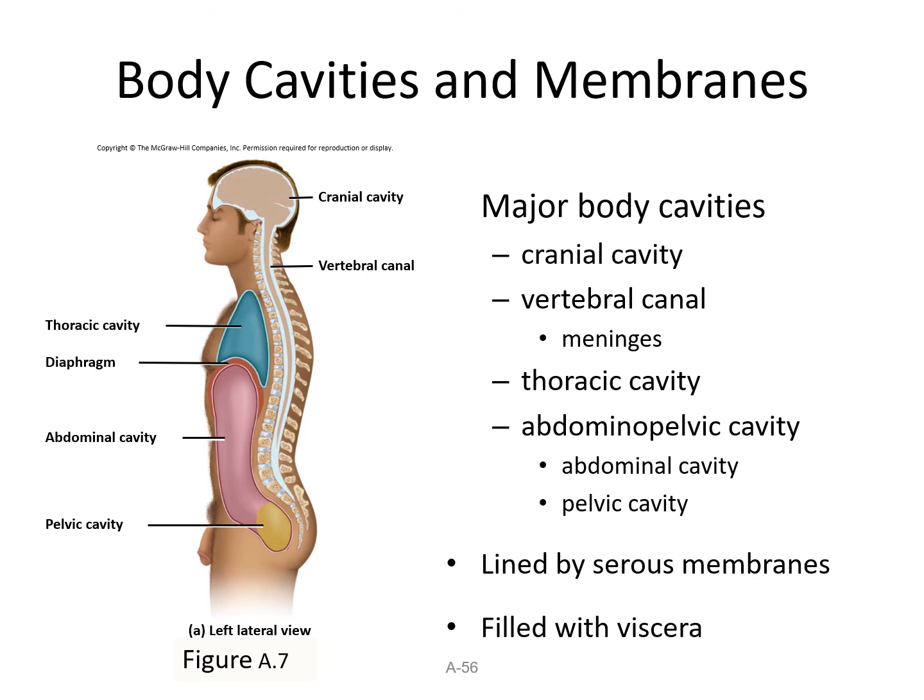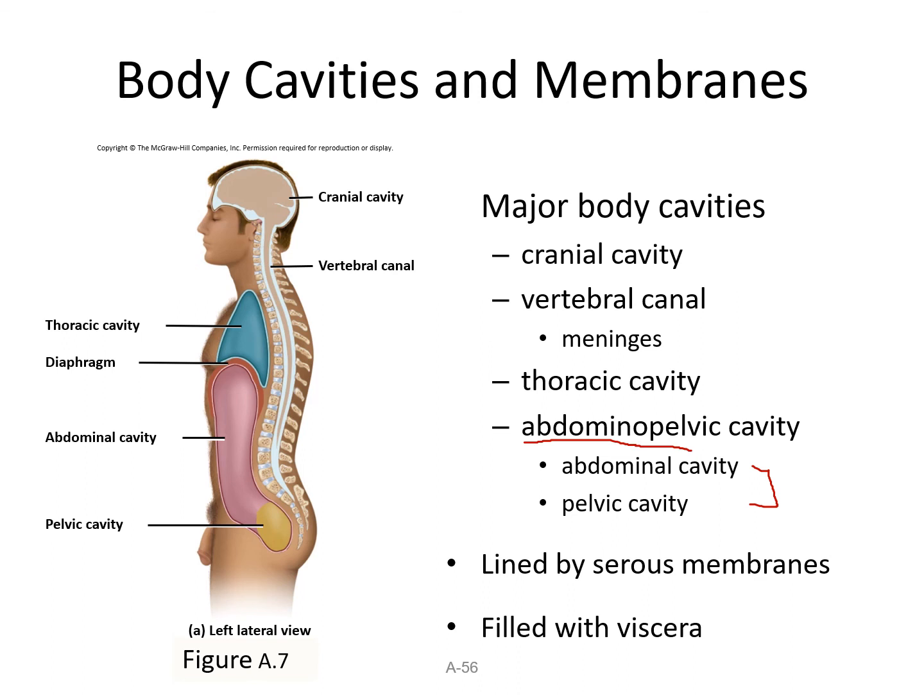Okay, so these are your body cavities and membranes. You have a cranial cavity and a vertebral canal, a thoracic cavity, an abdominal cavity, and a pelvic cavity. Many times we may refer to the abdominal cavity and pelvic cavity as one. So you can see here that you refer to the abdominopelvic cavity, and it consists of the abdominal cavity and the pelvic cavity.